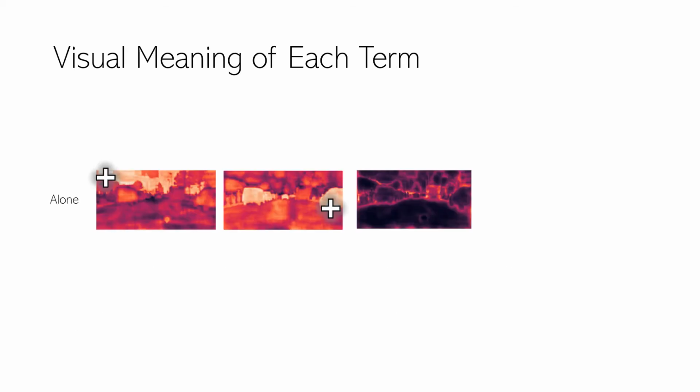We further analyze what kind of visual clue is learned by each term alone. The left two images are the attention maps learned by using the pairwise term alone, given two different query positions. The right image is the attention map learned by using the unary term alone.